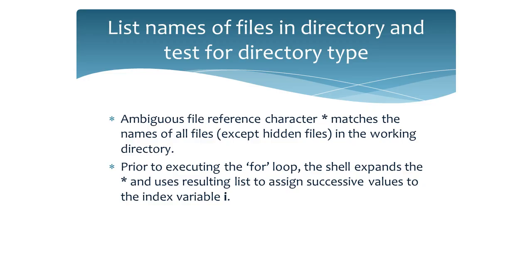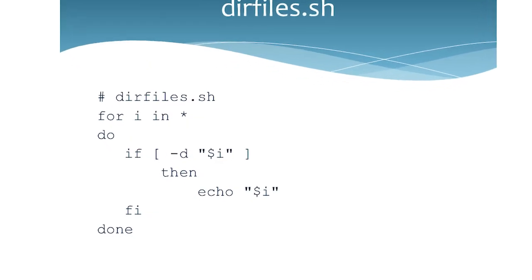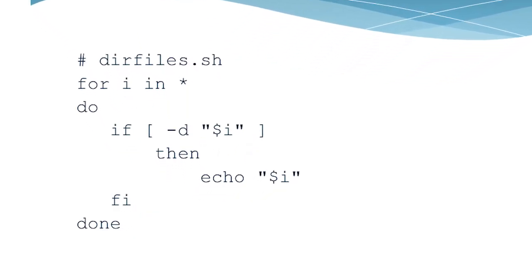We could also use the ambiguous file reference character asterisk to match the names of all files except hidden files in a working directory when using for loops. Prior to actually executing the for loop, the shell will expand the asterisk and uses the resulting list to assign successive values to the index. In this case, it will be variable i. So for the script dirfiles.sh, for i in asterisk.